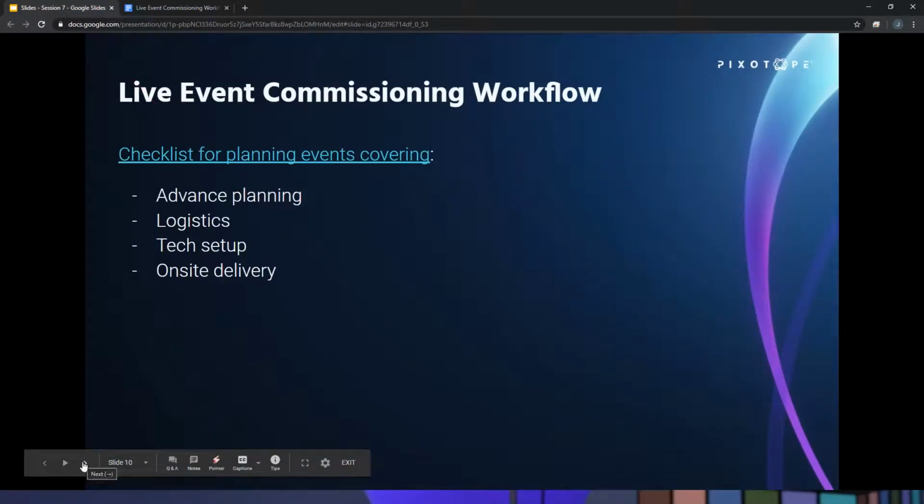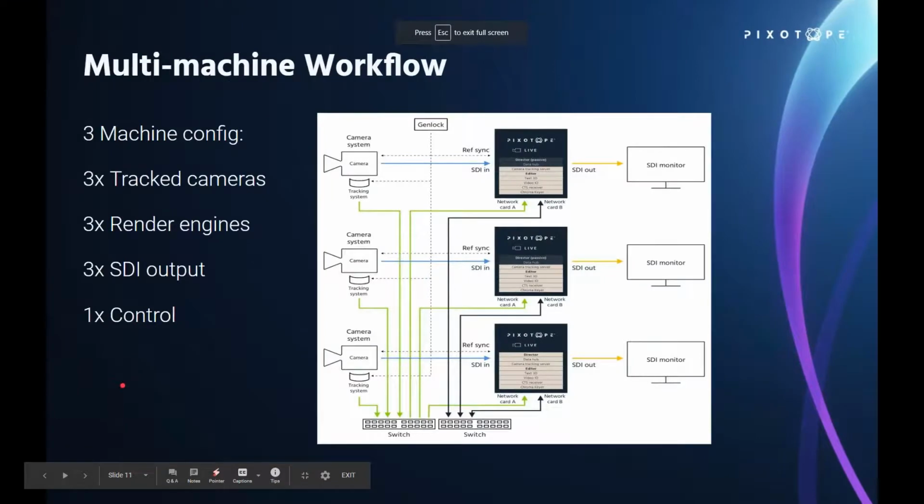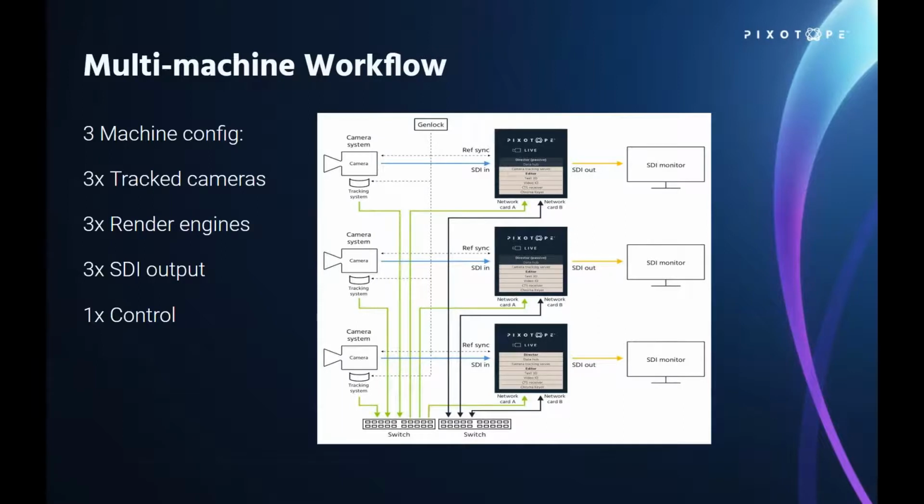Now, just a little bit of preamble on multi-machine setup. What are we trying to achieve? This diagram shows us 3 machines working live. We have 3 tracked cameras, as you can see, each of them passing into the tracking server that's running on each of the renderers. We do that for security reasons.